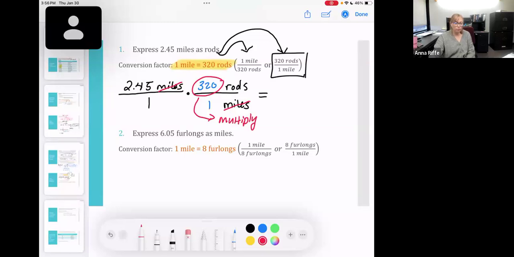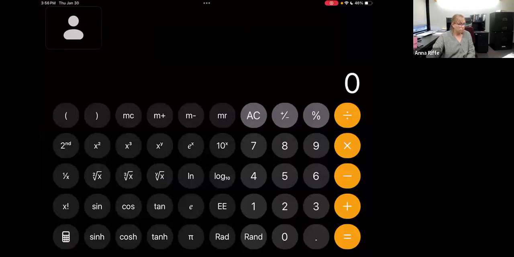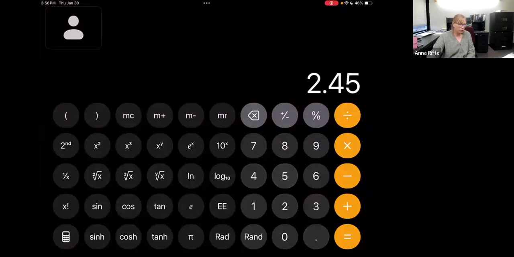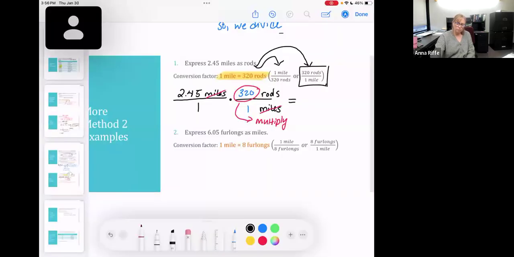Multiply 2.45 by 320. Let's bring in our calculator. What did we say? 2.45 times 320. I can write that exactly as a whole number, so I will do that. I'm not going to round for this one. 784. And rods are the unit that did not cancel. They are my resulting unit that I always want to write if I'm doing a unit conversion.